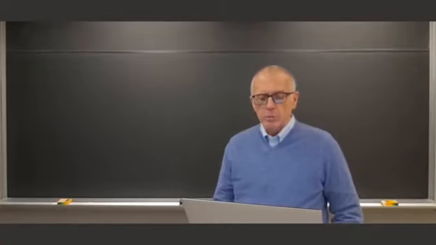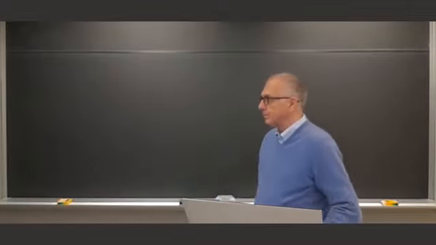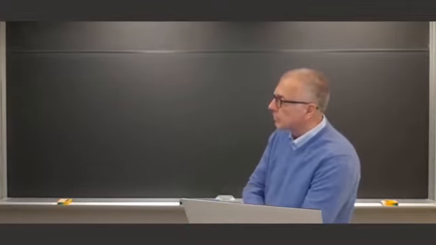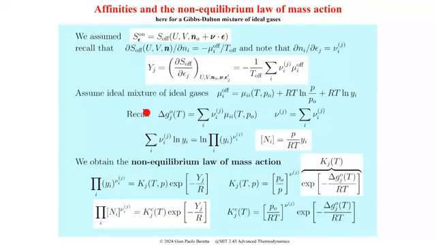Okay, so, and then by applying the simple definition of affinity, which is this one, and applying the expressions for the chemical potentials that we have worked out in several cases, we end up with the law of mass action. This is a general, non-equilibrium law of mass action, which becomes the equilibrium one when you set the affinities equal to 0.